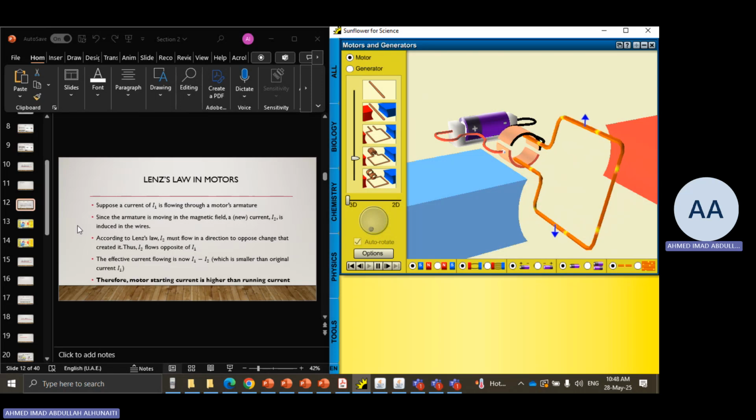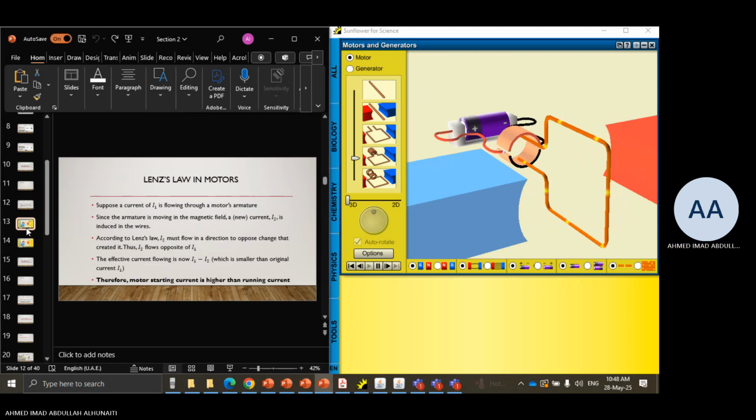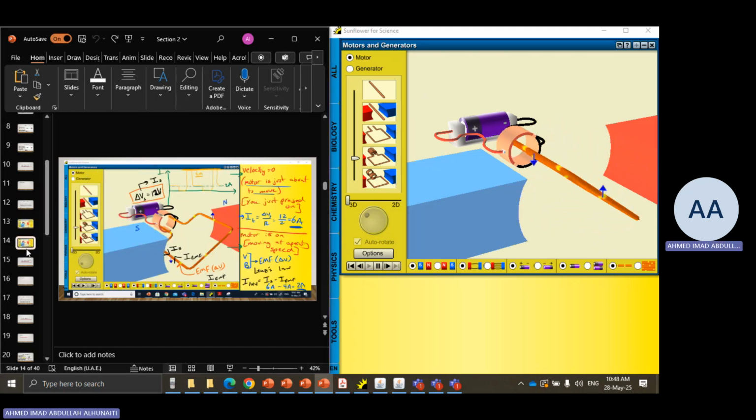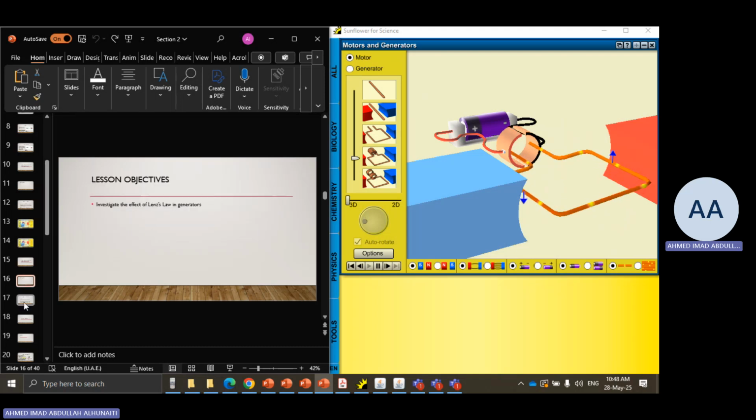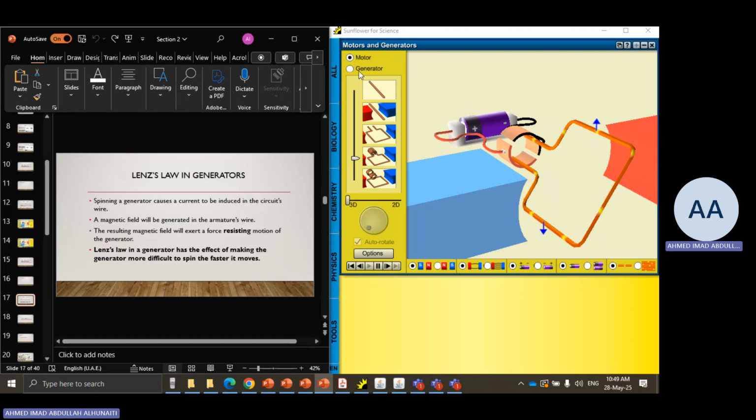You can pause and read through this. Of course, I wrote current, but in reality, it should be EMF. But let's see how it affects a generator.